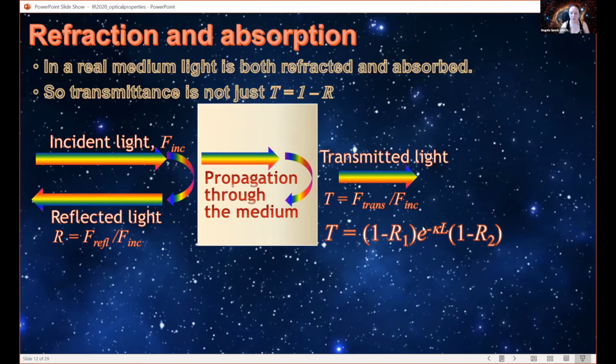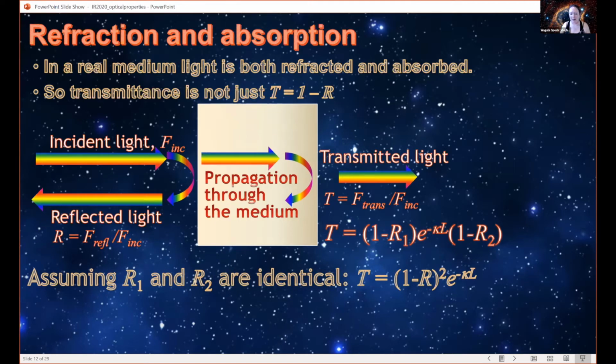Now we're going to assume that the reflection at each boundary is the same. That makes it a little simpler. But now I've got an equation that relates transmitted light, reflected light, and the absorption. And so we can measure what's transmitted, put a detector here, and what's reflected, and if we know how thick our sample is, we can get this absorption coefficient out.